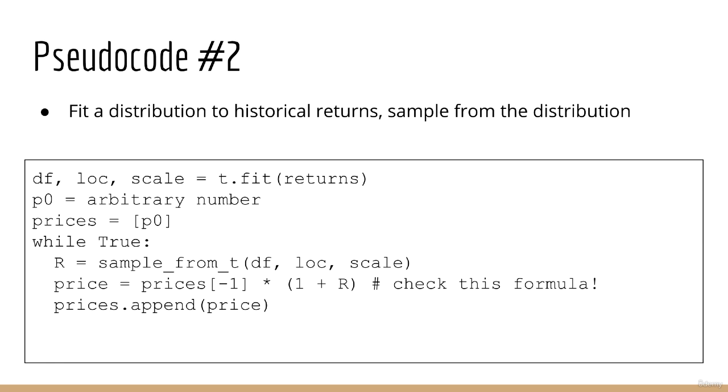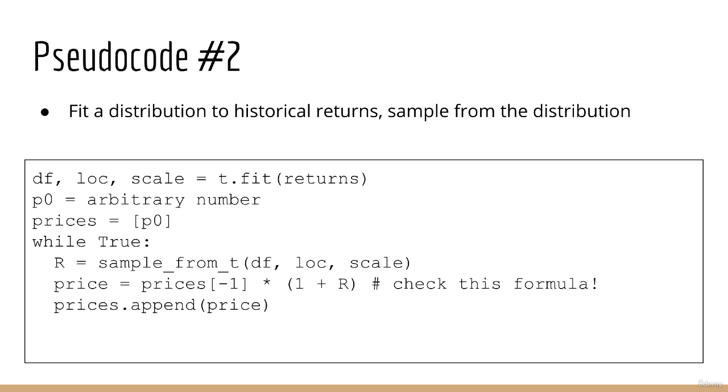Then we enter a loop. Inside the loop, we sample from our fitted distribution. This gives us a sample return. Then we use the same formula we had earlier to find the next day's price using this latest return. Again, we save this price to our list of prices. And at the end, we have one possible future progression of our stock.